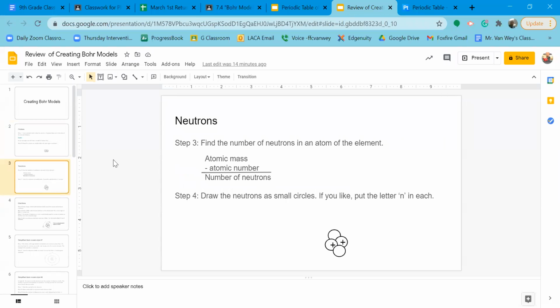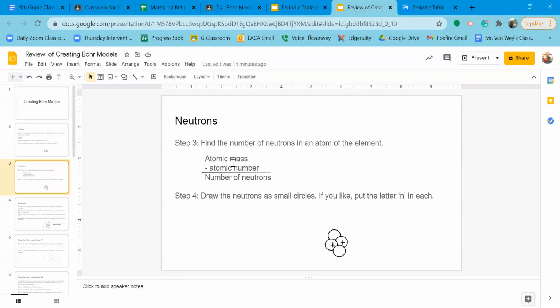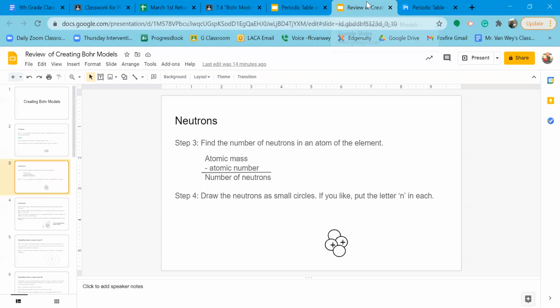The next step is to find the number of neutrons in the element. Again, we're going to use helium. So we're going to take the atomic mass, which here is 4.0026. We'll round that to 4. And we'll subtract the atomic number. The atomic number of helium is 2. So 4 minus 2 gives us 2 neutrons. One here and one here.